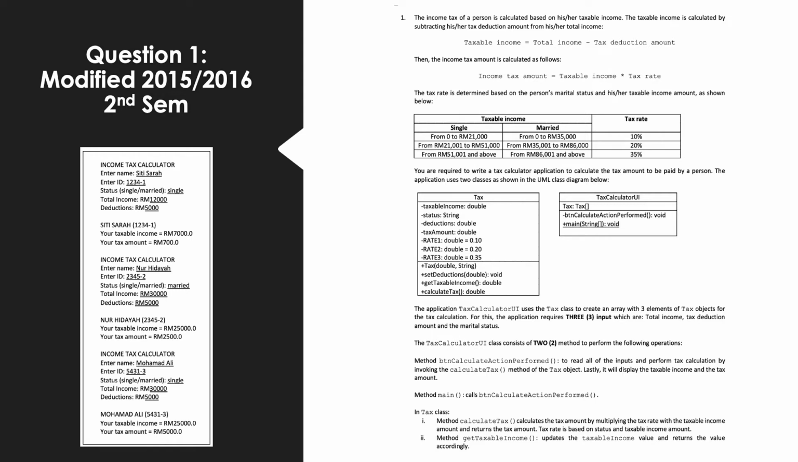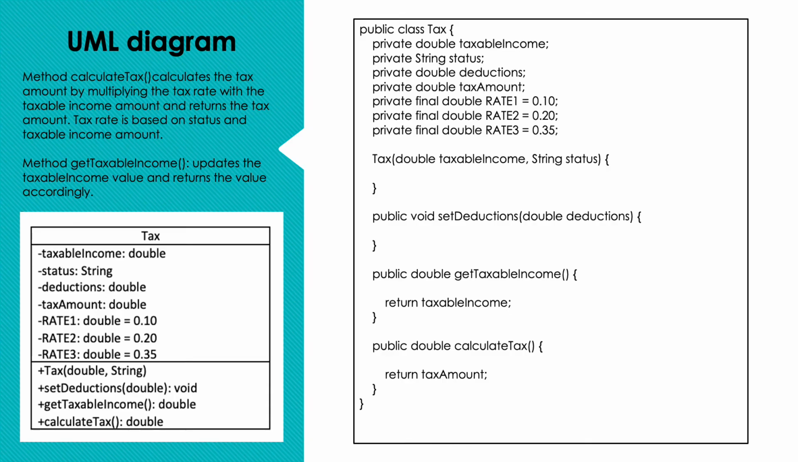The sample output is also given, where it says Income Tax Calculator. It asks the user to enter name, enter ID, and also enter the status. It also asks for the total income and also deductions, and then it will calculate the taxable income and the tax amount. Let's look at the Tax class first.